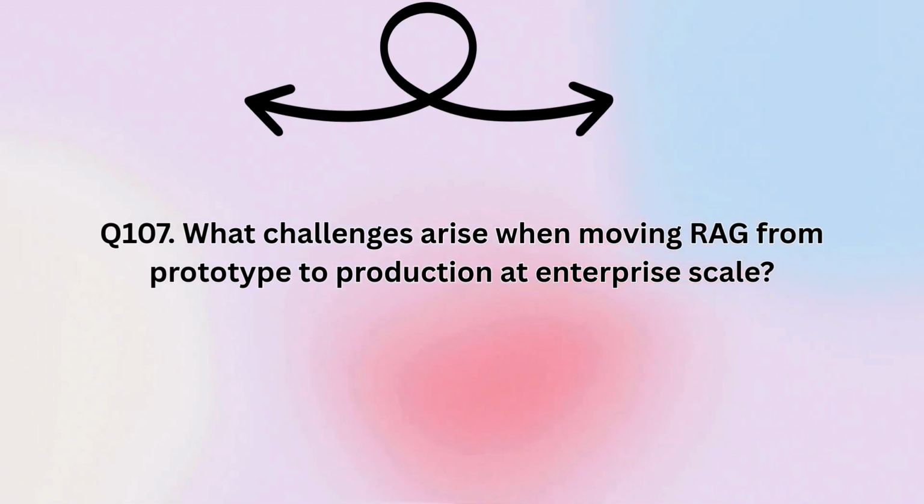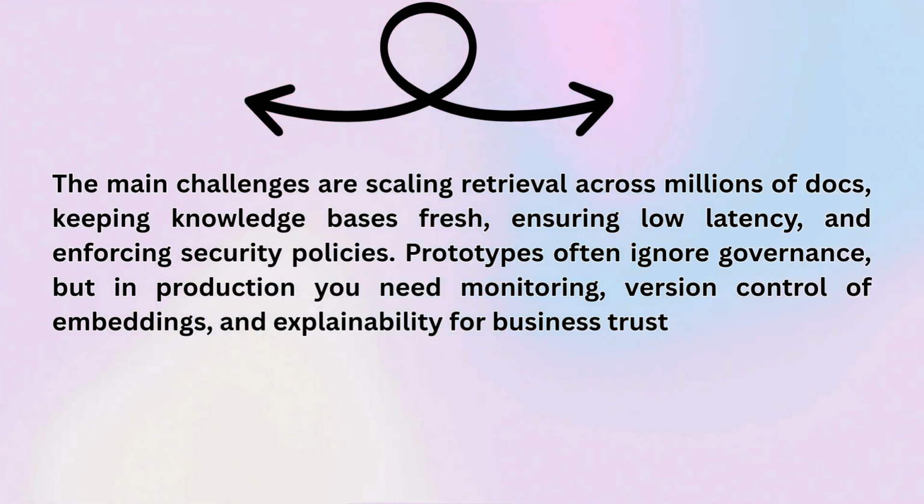What challenges arise when moving RAG from prototype to production at enterprise scale? The main challenges are scaling retrieval across millions of docs, keeping knowledge bases fresh, ensuring low latency, and enforcing security policies. Prototypes often ignore governance, but in production you need monitoring, version control of embeddings, and explainability for business trust.